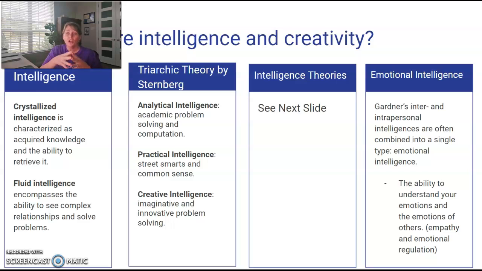Emotional intelligence. Gardner's interpersonal and intrapersonal intelligences are often combined into a single type, emotional intelligence. Emotional intelligence really is the ability to understand your emotions and the emotions of others. So empathy and emotional regulation, like being able to regulate your emotions and understanding why somebody else feels the way they do.